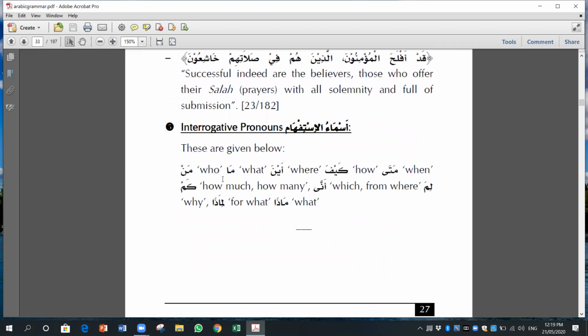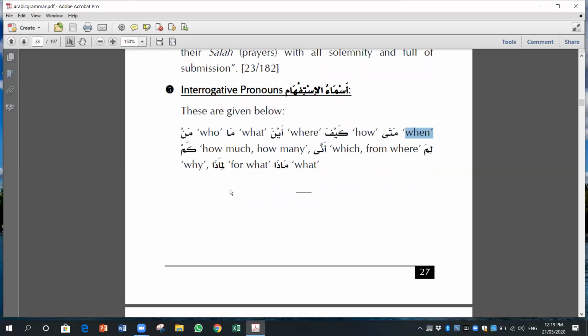Yes. Okay, the next are interrogative pronouns, asma'ul istifham. Yani there are some words, or they are used as pronouns, which we use to ask questions: who, what, where, when, how, all these question words. These will help you increase your vocabulary. Man means who. For example, I say, Rahila, man anti. What does it mean? Who are you? Because anti we discussed already.